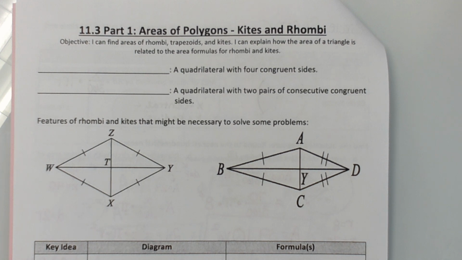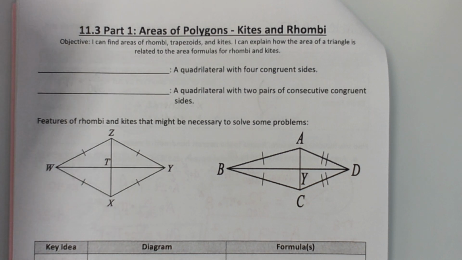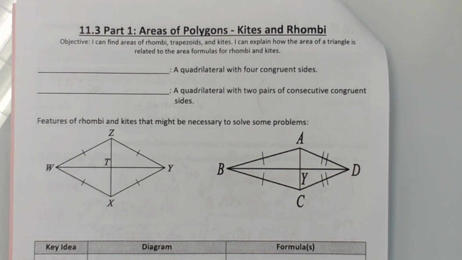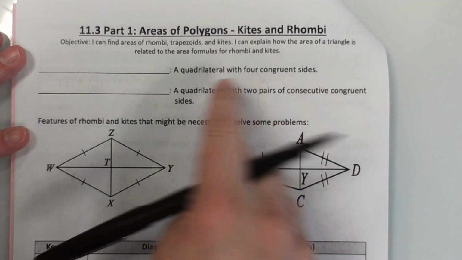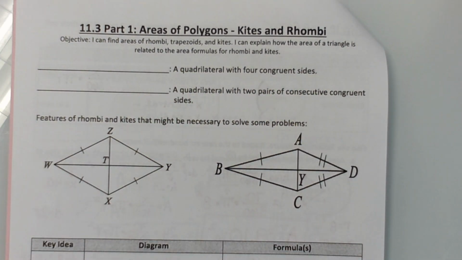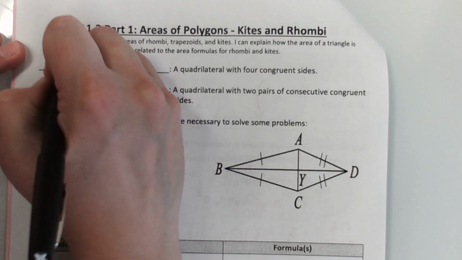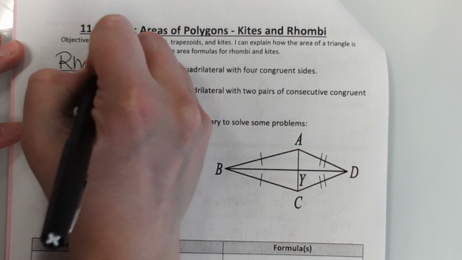Adding a shape to our repertoire, a shape to the options of things we're finding areas and perimeters of. Yes, great. Moving forward. I can't wait. Now, if you have a quadrilateral that has 4 congruent sides, that's what's known as a rhombus.